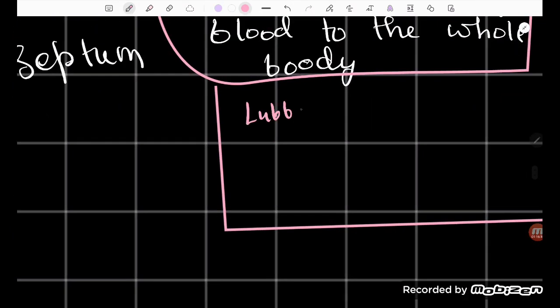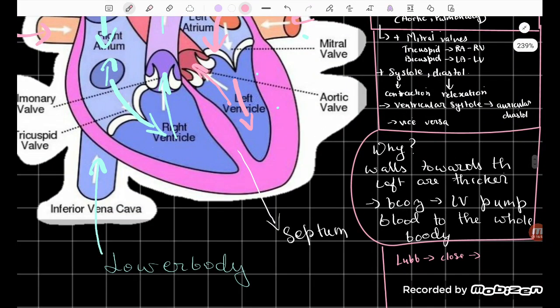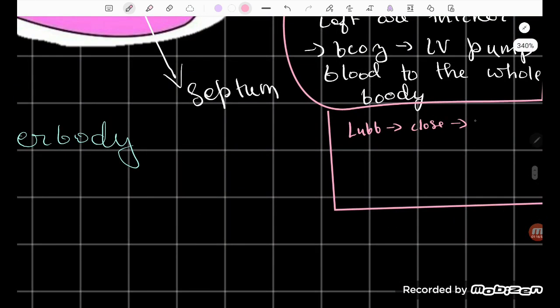So the lub dub sound is caused when, the lub is the closing of cuspid valves, the tricuspid and bicuspid valves, atrioventricular valves. They are called atrioventricular valves. They are mitral valves. Lub is the mitral valve. Dub is the semilunar valves.